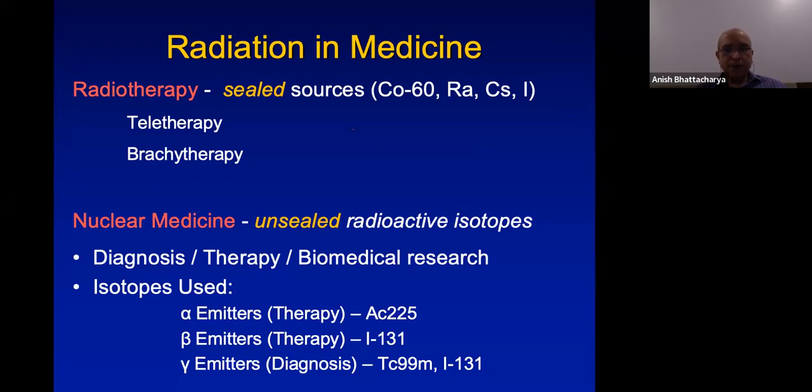So you have the gamma emitters, which are used for diagnosis, like technetium-99m, the beta emitters, which are used for therapy, that is like I-131 and lutetium-177. Iodine-131 is both a beta and a gamma emitter, so it can be used for both. And nowadays we're coming in with the alpha emitters, like actinium-225 and radium-223.